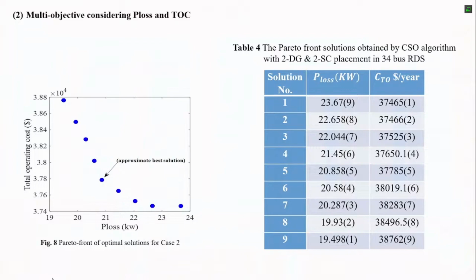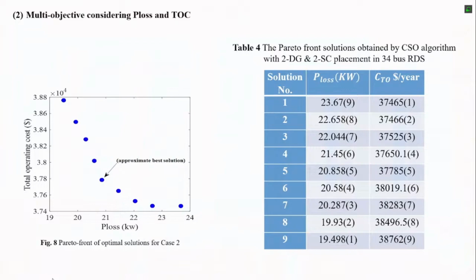Now if you see, if we choose this solution, then we can say our losses are on the higher side, but our operating cost is on the lower side. And here, our operating cost is on the higher side, but losses are on the lower side. So it depends on the customer which option they would like to choose. Therefore such a solution is known as a best compromise solution, we can say.